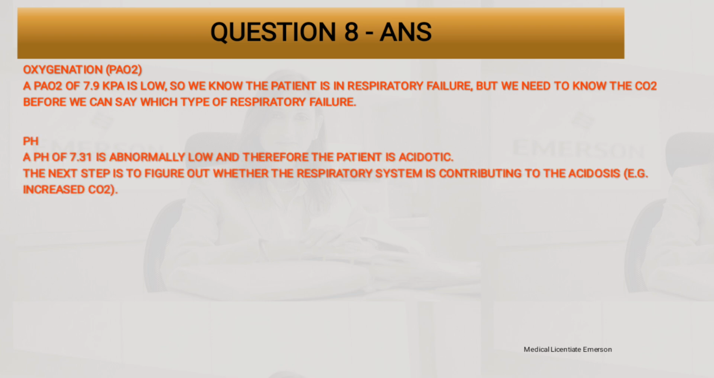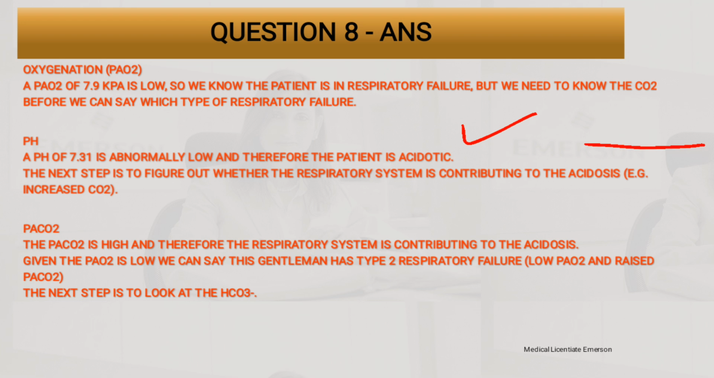Okay, but the pH is abnormally low as well, and therefore the patient is acidotic. So we also need to figure out whether the respiratory system is contributing to the acidosis, for example, when there is increased carbon dioxide. Okay, so the partial pressure of carbon dioxide is high, and therefore the respiratory system is contributing to the acidosis.